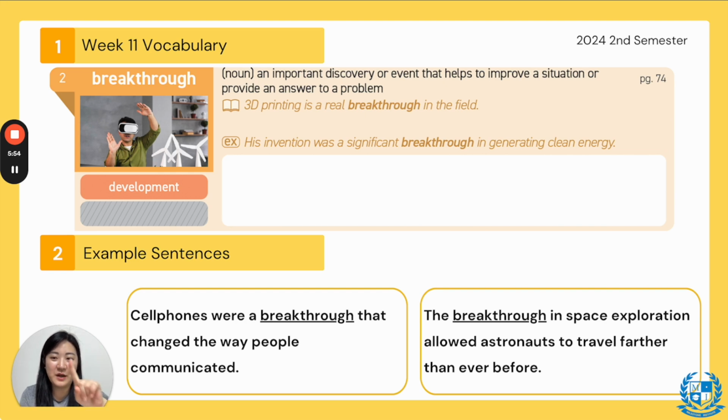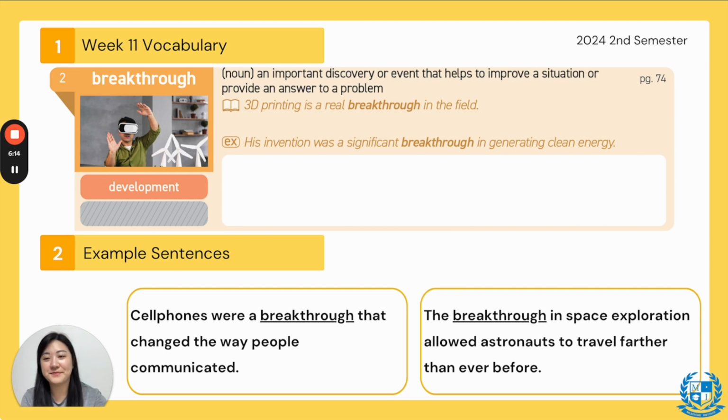Example, let's read together. 1, 2, 3. His invention was a significant breakthrough in generating clean energy. Very good. So here we're trying to make some clean energy, and they got some great discovery, a breakthrough, and they're able to do that.